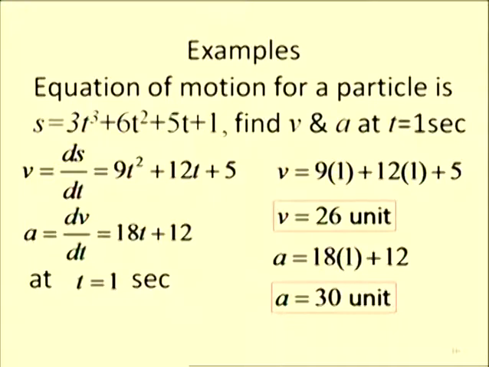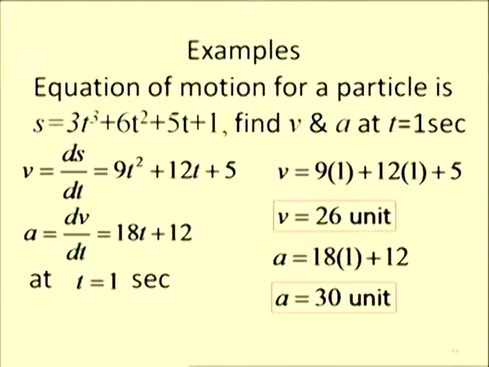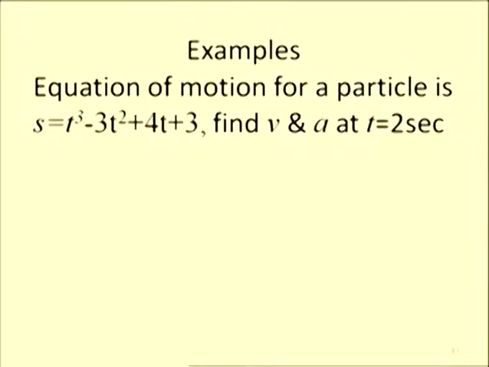Here we are getting the derivative of s with respect to t, that is v, and the derivative of v with respect to t, that is a, and putting the value of t for v and a to get them at a particular time. Now one more example. Let us get the v and a at t is equal to 2.